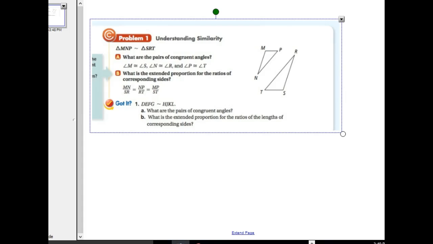Hello, this is lesson 7-2, problem 1, found on page 441 of your textbook for geometry.